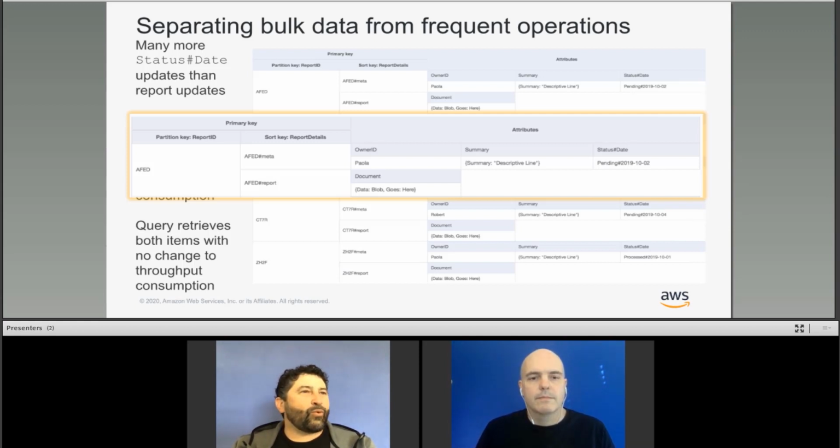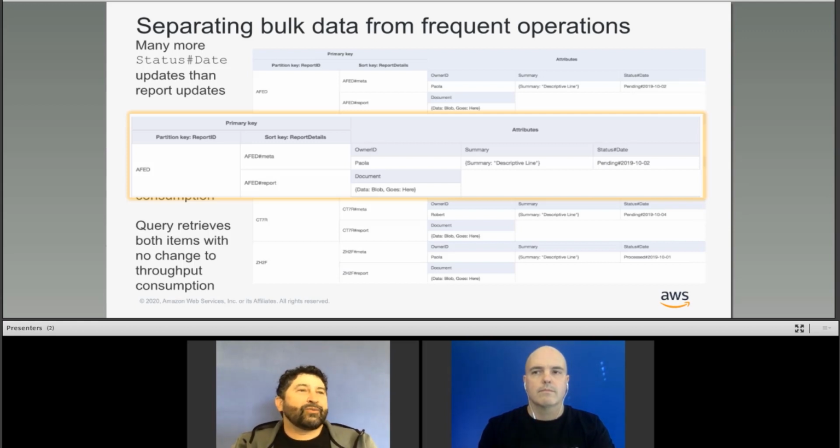Yeah, so we take what was an item and we break it out into a collection of two unique items. We still have our uniqueness guarantee because we know there can be only one report named AFED with a sort key value that's AFED meta. But we're keeping the smaller frequently updated attributes in that metadata item. So when we want to update one of those things, it's going to be a single write unit instead of the entire 256.